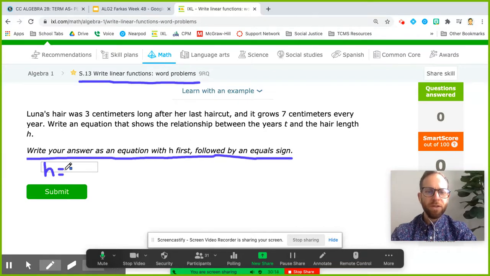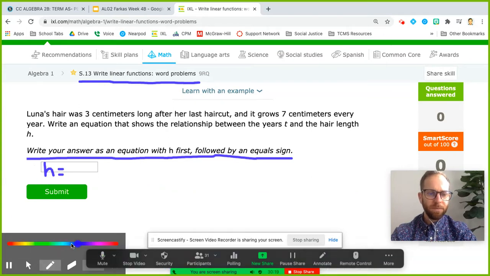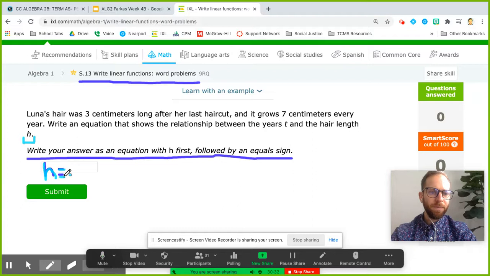All right. So what does h represent? Hair length. H represents hair length. So here you can see we are finding how long Luna's hair is. So h equals something. All right, so let's see what it equals. What are the two parts of a linear function or a linear equation? What are the two parts? Initial value. Good. And what's the other one? Growing rate. Great. So the rate of change and the initial value.